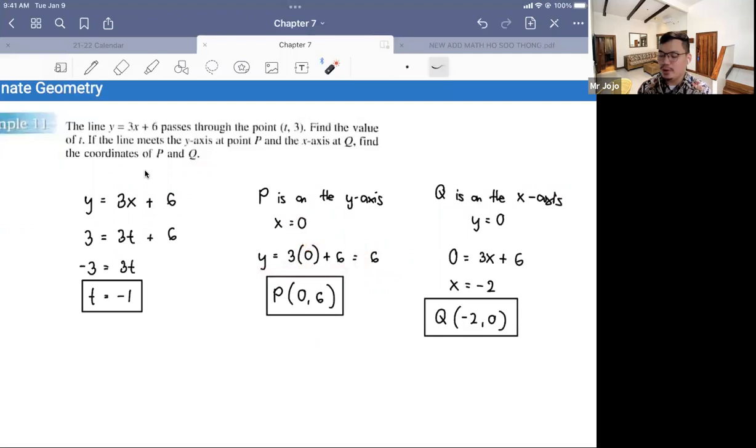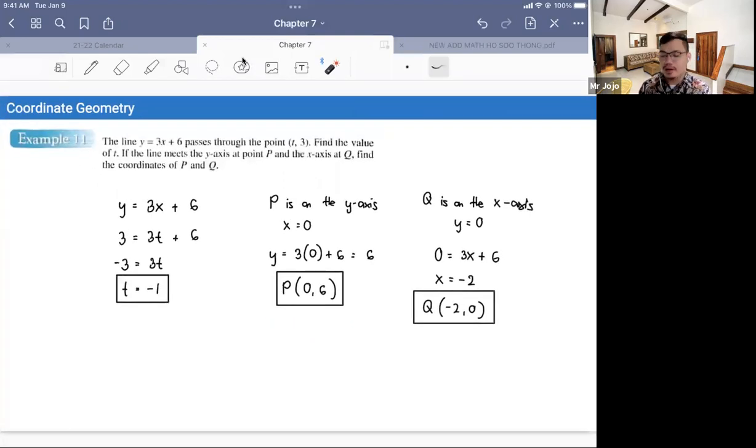And then for point Q, which is on the x-axis, its y value is 0. So using the same equation of the line, y becomes 0. Solving this, x will be equal to negative 2. All right, so point Q is at (-2, 0). So these are the coordinates of P and Q. Okay, any question, class? All right, done.